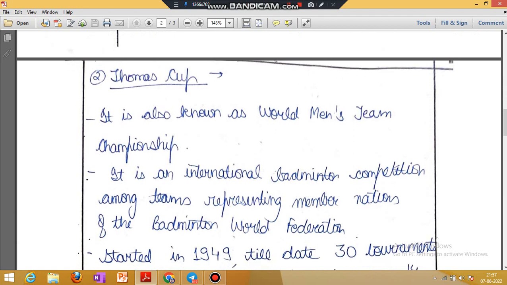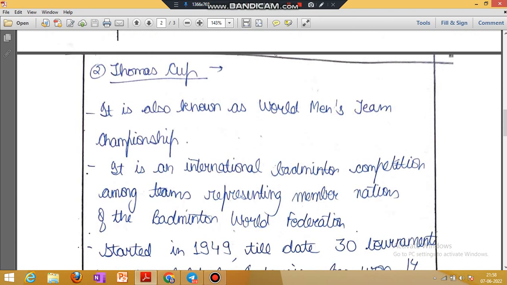This was recently in news because of several reasons, so let's discuss this. It is also known as World Men's Team Championship. In the lower PCS examination, as you all are aware, there is one question from the sports section. So there is a high probability that they can ask you about the Thomas Cup. Instead of asking about Thomas Cup, they can give you the other name of it, which is World Men's Team Championship.